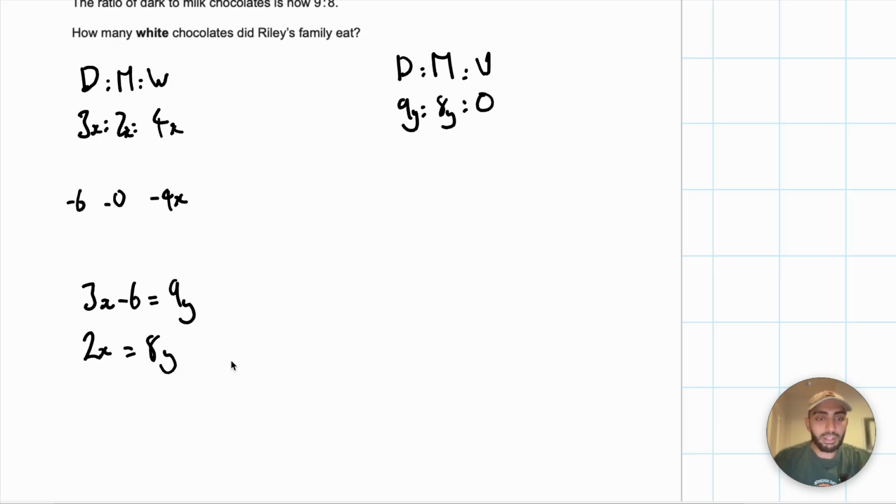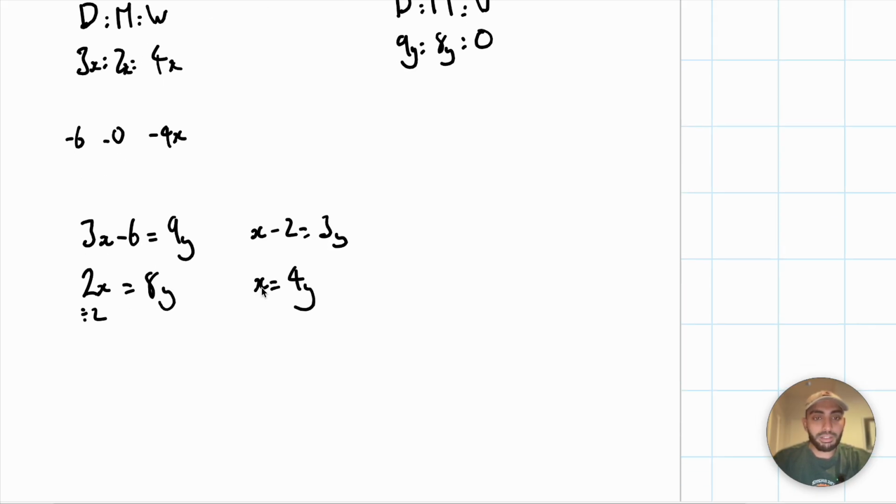I can simplify the second equation by dividing both sides by 2, so I get x is equal to 4y. I'm going to divide the first equation by 3 because each of these numbers can divide by 3. So that becomes x minus 2 is equal to 3y. Because I know x is equal to 4y, I can swap this x with 4y. So I'm just solving simultaneous equations here. Swapping that x with 4y, 4y minus 2 is equal to 3y. Taking 4y away from both sides leaves me with negative 2 is equal to negative y, so y is equal to 2.